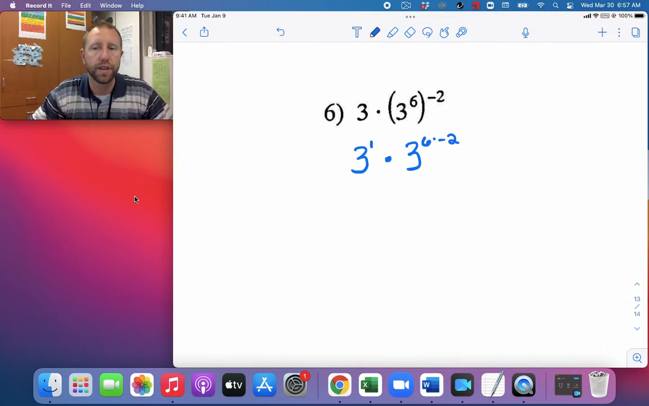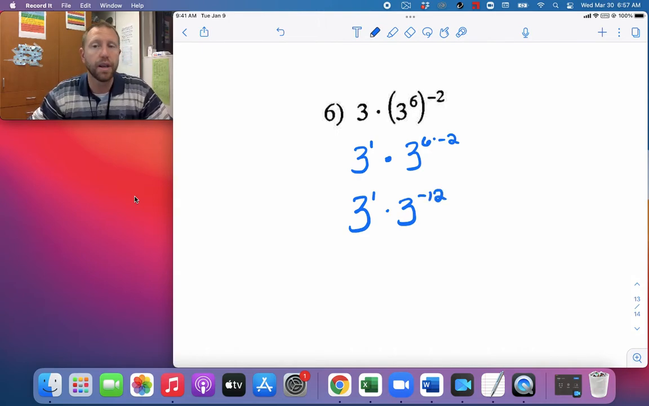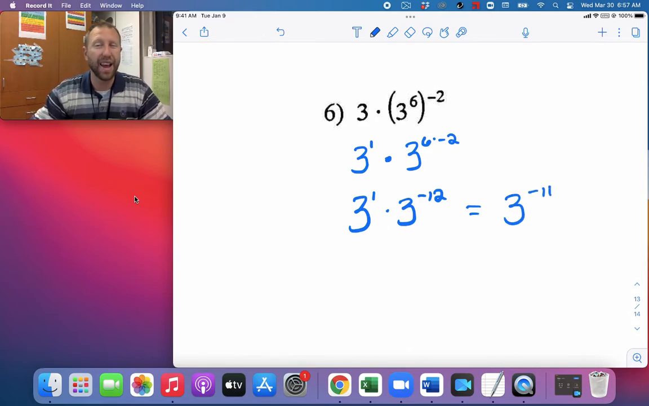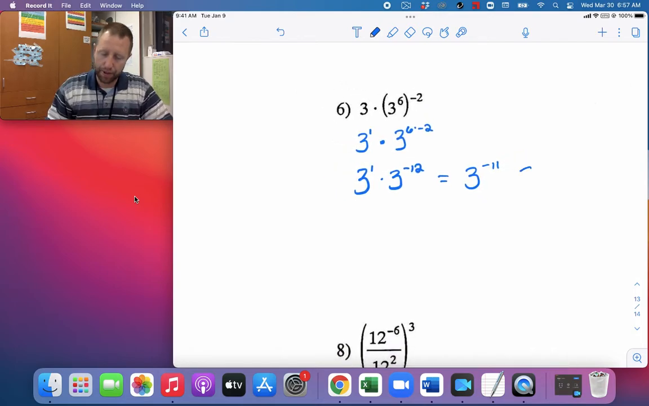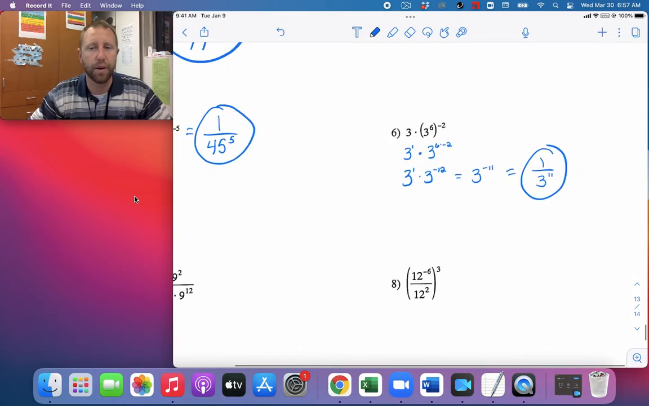Remember, power to a power rule says I multiply those powers. Well, 6 times negative 2 is negative 12. So now I have 3 to the 1st power times 3 to the negative 12th power. Product rule says when I'm multiplying two numbers together that have the same base, add their exponents. 1 plus negative 12 is negative 11, and then to make that exponent positive, I'm going to put it on the other side of the fraction bar. So it's just 1 over 3 to the 11th power.